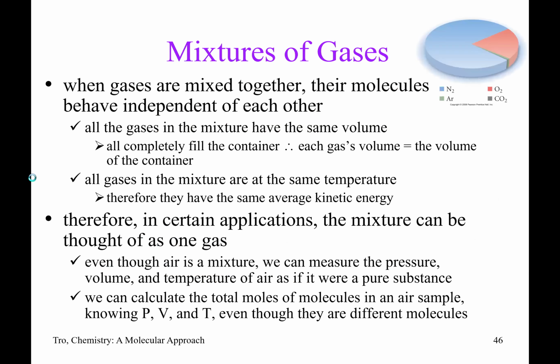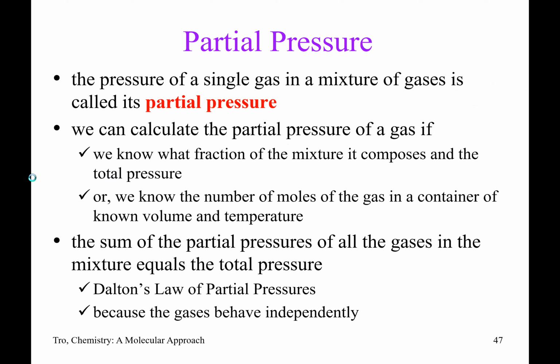When we have a mixture of gases, the molecules are going to behave independently, and each one is going to have pressure. The volume and the temperature, because it's in the same container, are going to be the same for the different gases or components of the mixture, but the pressure applied by each gas is going to be different based on the number of moles of that gas. And this pressure is called partial pressure.